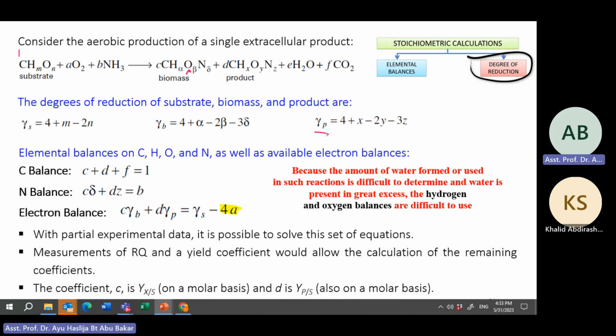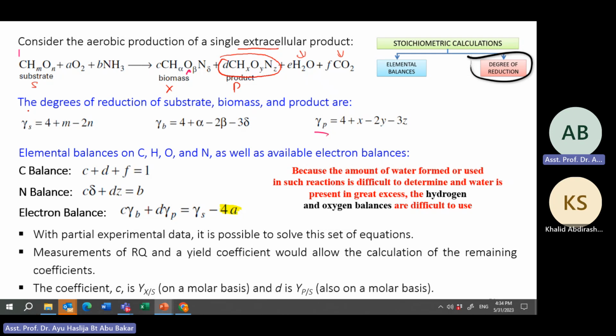Okay, let's see. This one, we consider aerobic production of a single extracellular product. Extracellular means you have another type of product apart from H2O and CO2. Now this is the product. This is the biomass. Biomass is X, P. Substrate is always denoted as S.